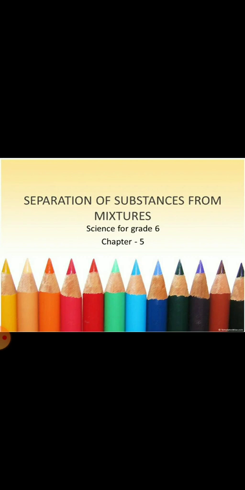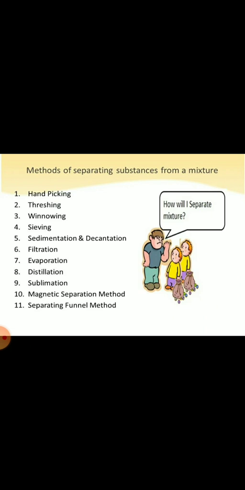So, children, today we are going to continue chapter 5, Separation of Substances. Children, in this chapter we have already discussed pure substances, mixtures, and the different methods of separating substances from a mixture. For example, we have discussed the hand picking method, threshing, winnowing and sieving. Today we are going to discuss the next methods.